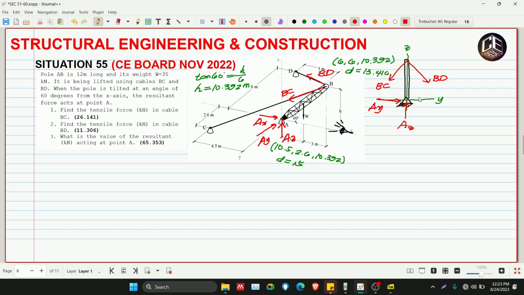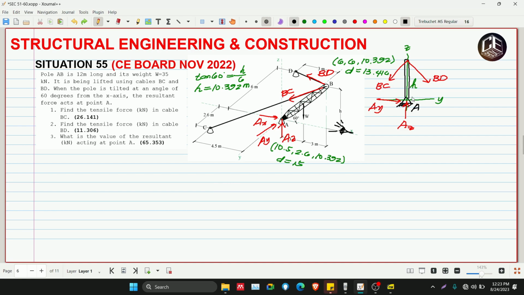Ayan na. So, pwede tayong mag-moment sa A, dito sa point A na to. Ang height natin dito is yung H. Yung H na lang natin dito, para at least ma-relate natin yung BC and BD. Mag-moment tayo about x-axis. Tapos, mag-moment naman tayo, kasunod, about y-axis para masolve natin yung BC and BD.